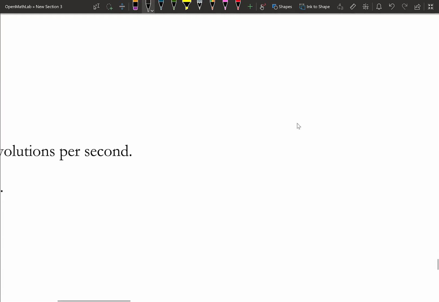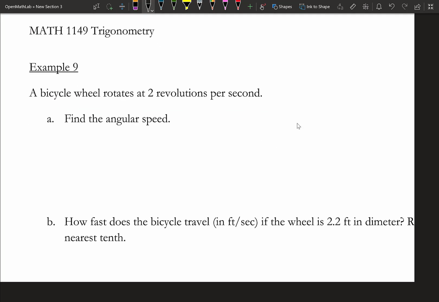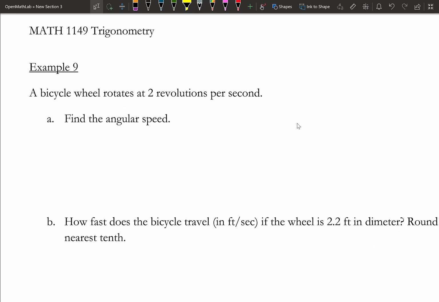All right, so we're ready for our last page for this video. We have an example, something to introduce the area of a sector in the next objective, and then another example, and then we'll be finished for this video.